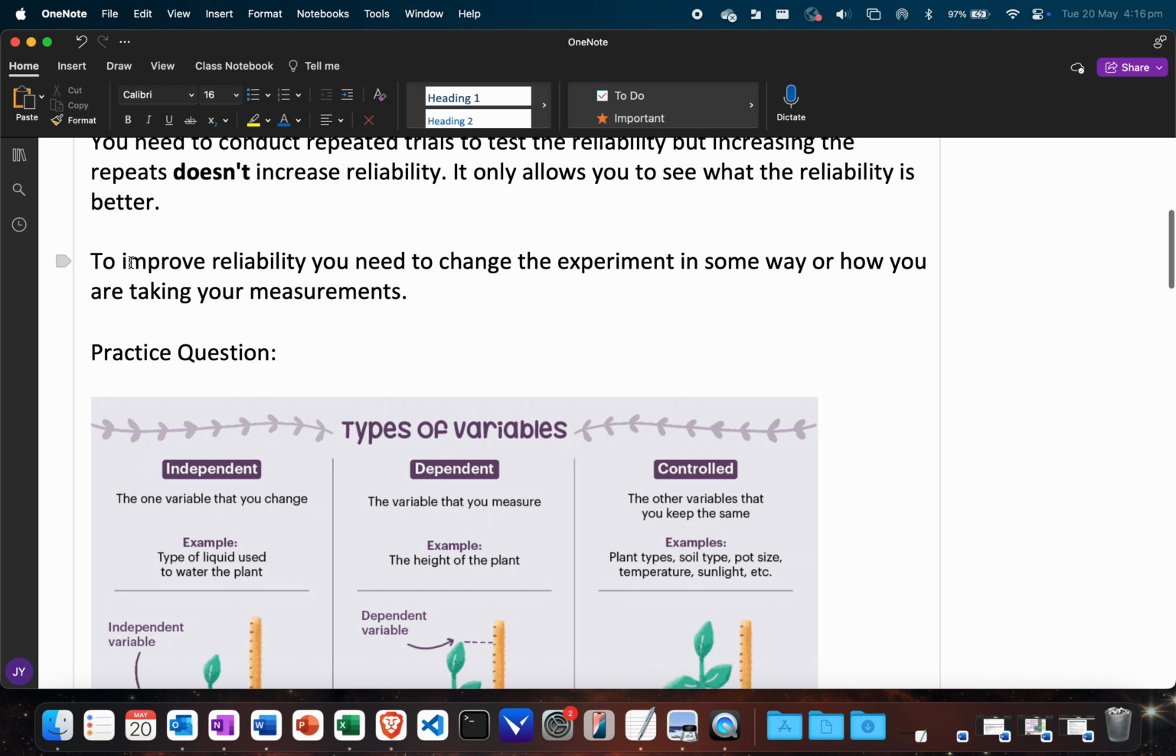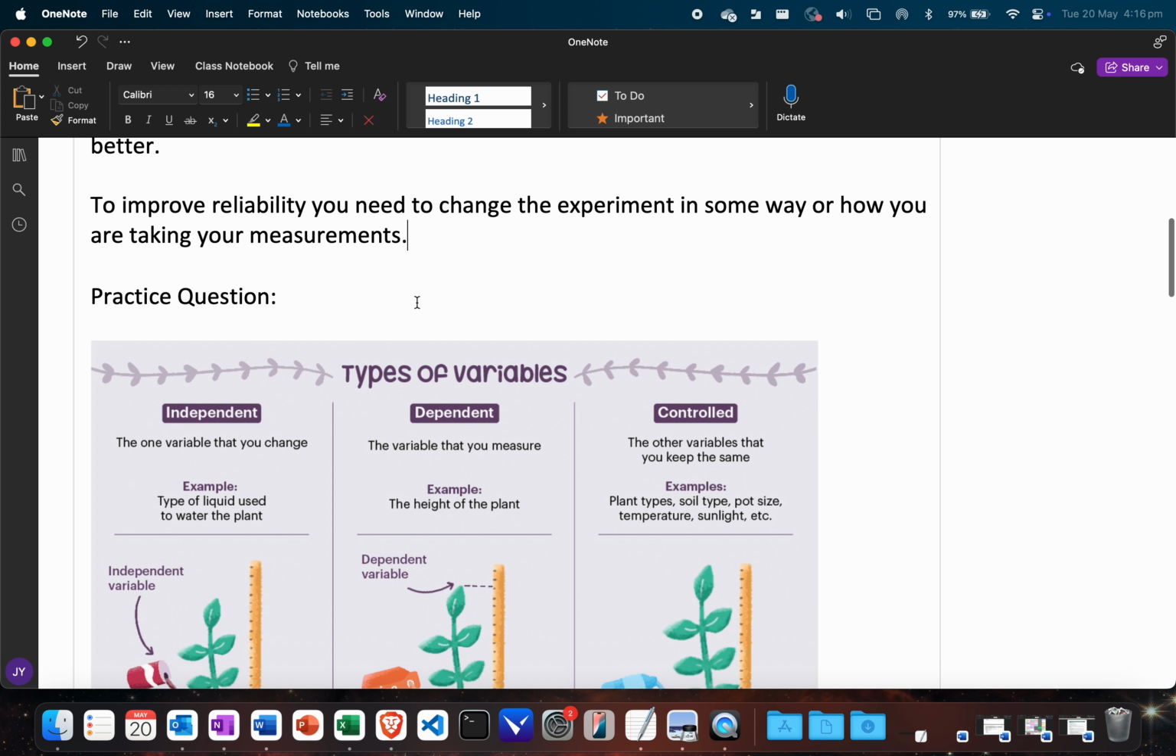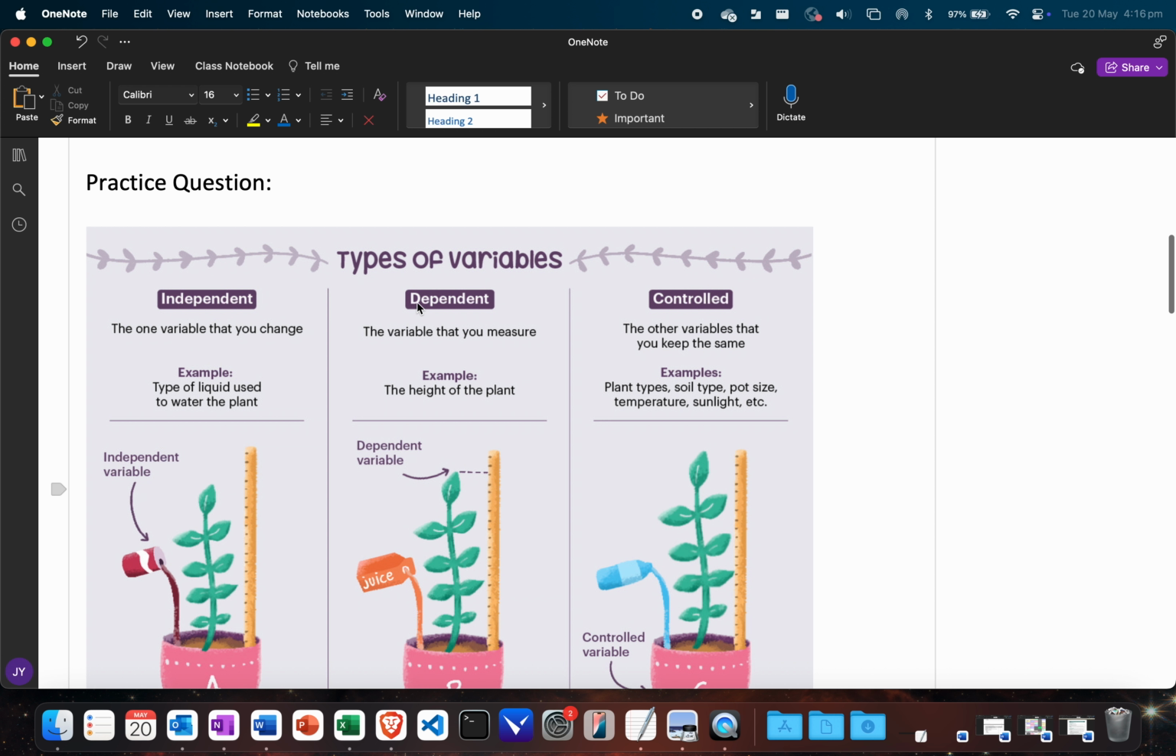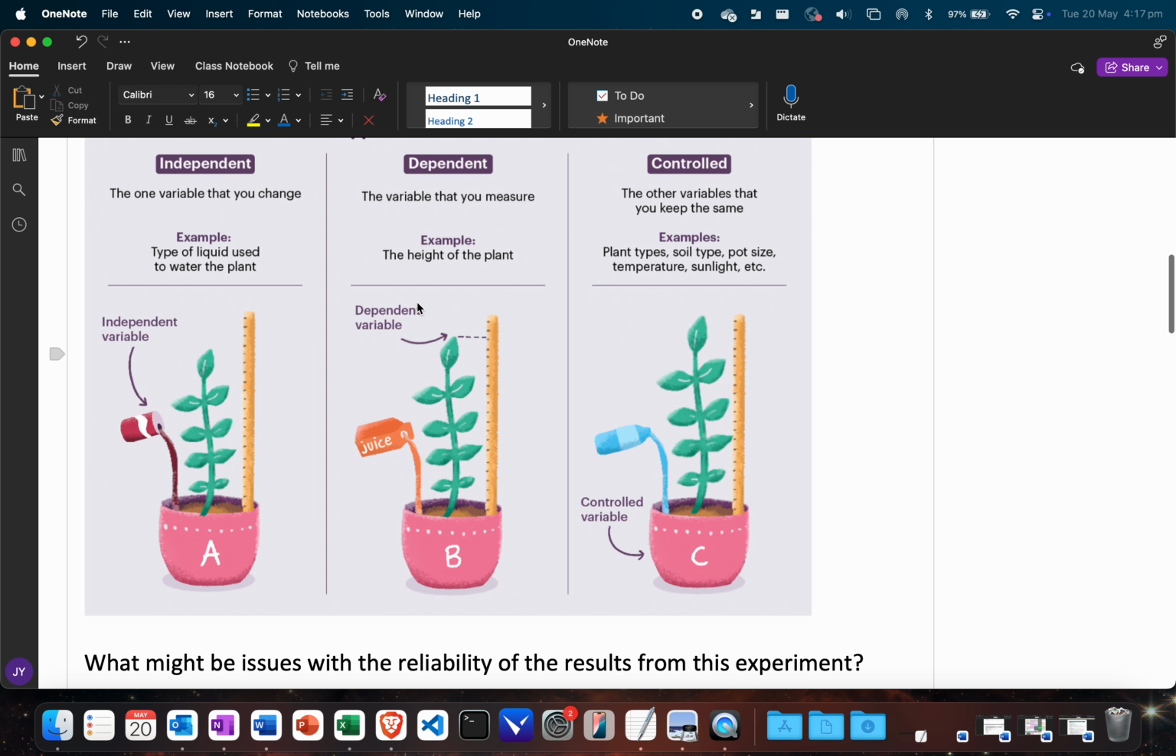So how do you actually improve the reliability? Well, you need to change some way or how you are taking your measurements. What that really comes down to is, if you have unreliable results, odds are you either haven't kept everything the same, or the independent variable that you're changing isn't the thing that's affecting the results. It's going to be something else.